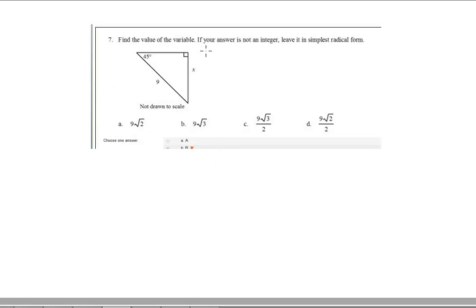Okay, so this is 90 degrees, 45. So this has to be 45, which means we have x here. And that has to be the same as this, because these 45-degree angles mean that their legs are the same. So we have x squared plus x squared equals 9 squared. And we have two of these, so we have 2x squared equals 9 squared, which is 81.